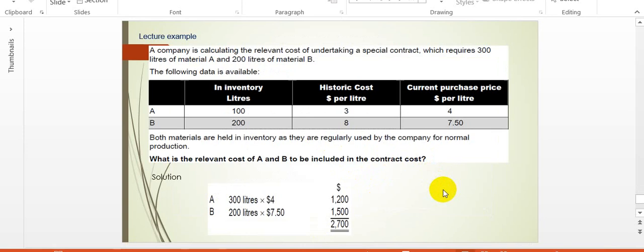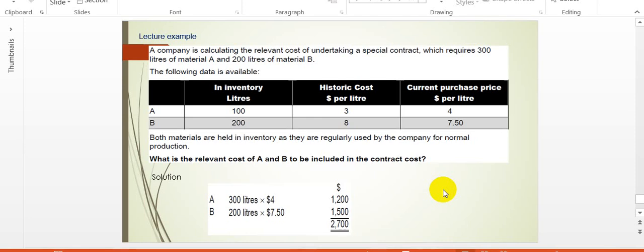We look at our last example. A company is calculating the relevant cost of undertaking a special contract which requires 300 liters of material A and 200 liters of material B. The following data is available. Material A, we have in inventory 100 liters. The historical cost per liter was $3. The current purchase price per liter is $4.